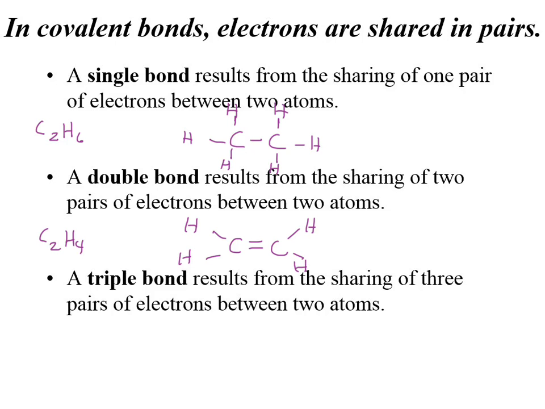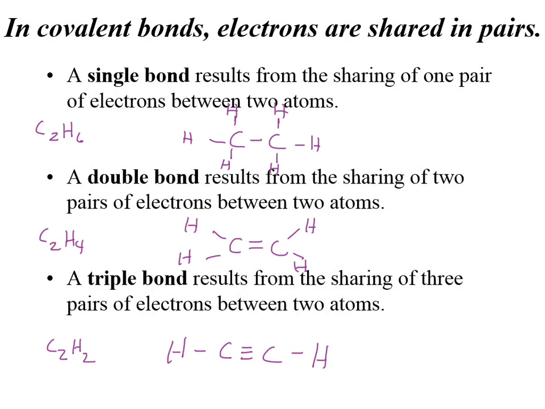So, of course, we have our single bonds between our carbons and our hydrogens, but now we have a double bond between the 2 carbon atoms. If I were to ask you about a triple bond, you guys would tell me that's a triple bond probably. So actually the compound C2H2 works well for this.